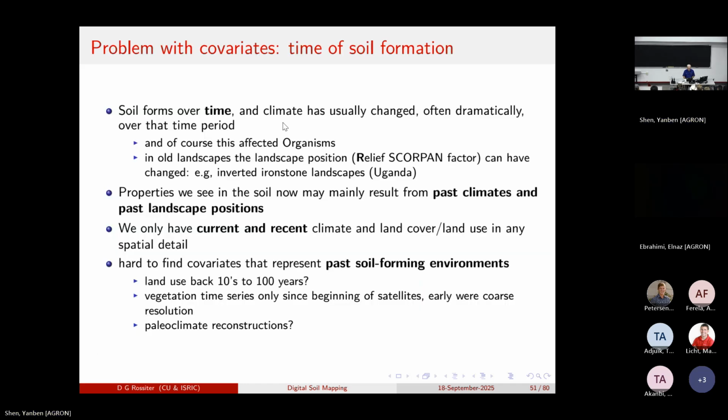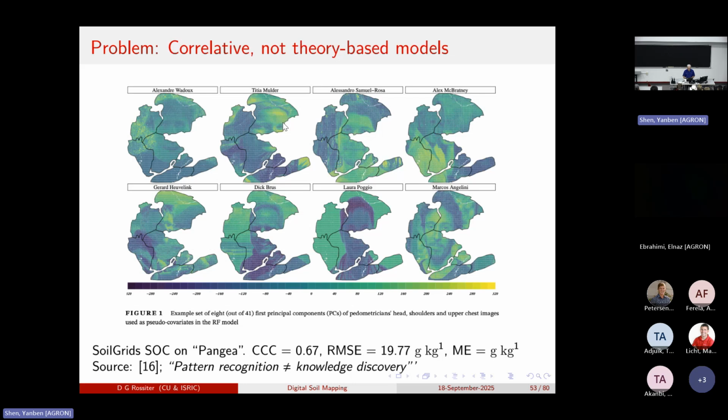So I think I'll skip this one and go to, I don't want to bore you guys too much. This one is a very fun one. Our models are correlative, right? They're not based on theory. What we do is we pick covariates that we think represent soil forming factors. We put them in the big stack.